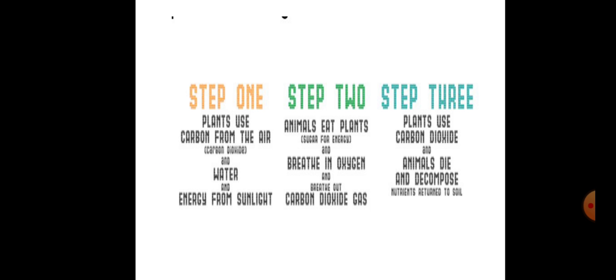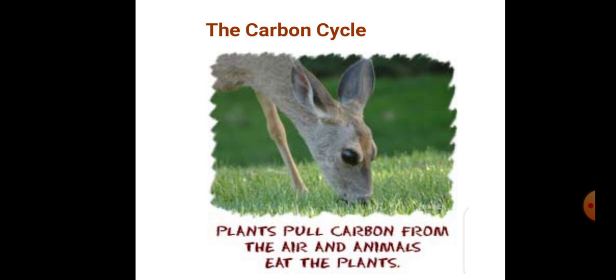Let's briefly look at this illustration. It's showing the steps. Step one: plants use carbon from the air and water and energy from sunlight. Step two: animals eat plants and breathe in oxygen and breathe out carbon dioxide. Step three: plants use carbon dioxide, and animals die and decay or decompose. This is a picture of the carbon cycle. The animal is eating the plant. Plants pull carbon from the air and animals eat the plants.